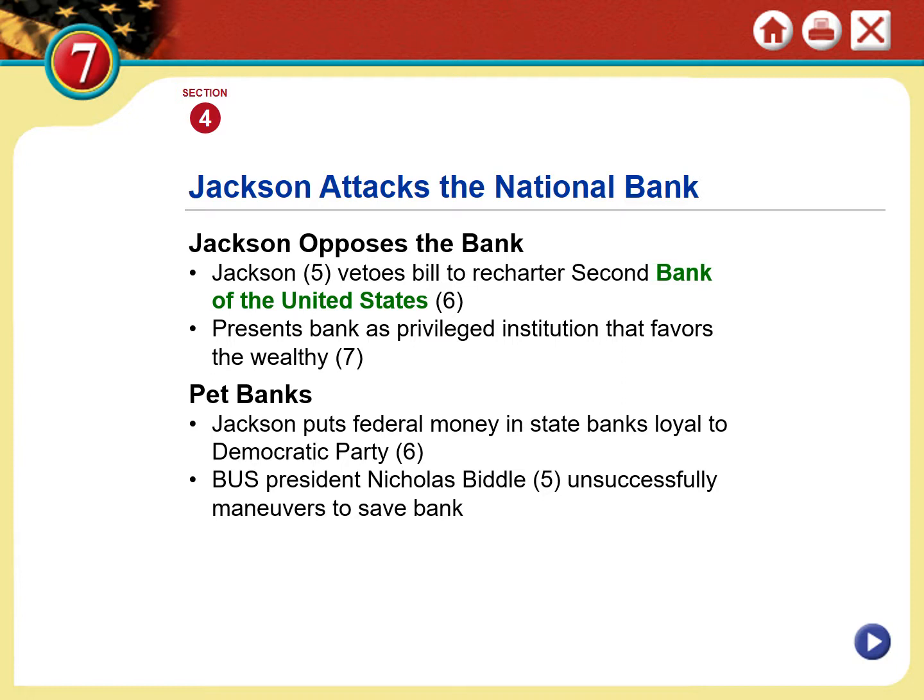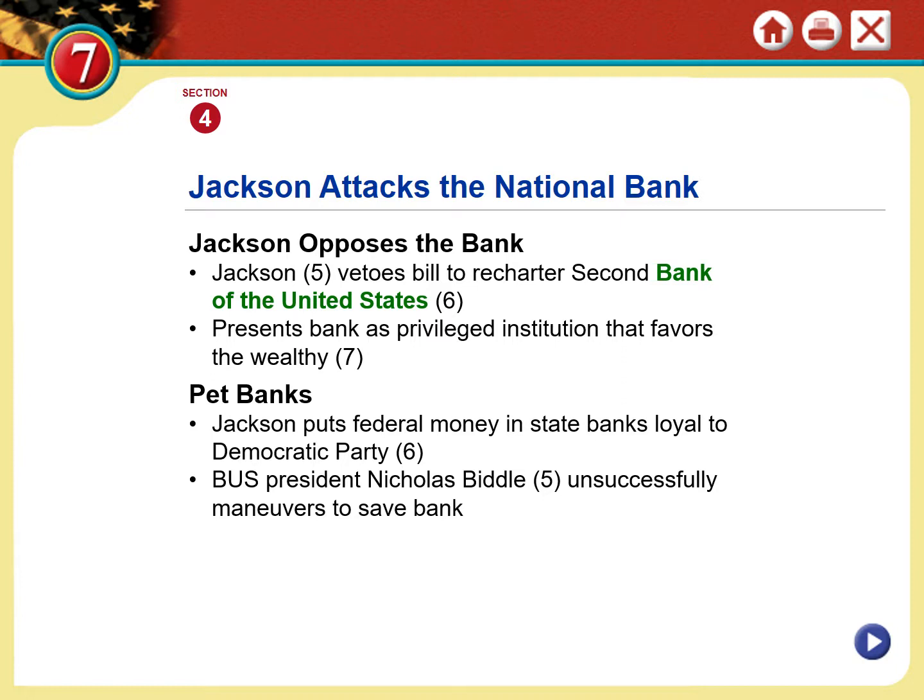Jackson, after his veto, which effectively dismantled the Bank of the United States, said, we are going to have separate banks for each state. His critics called this Jackson's pet banks. Jackson was going to put federal money into state banks that were loyal to Jackson's party.